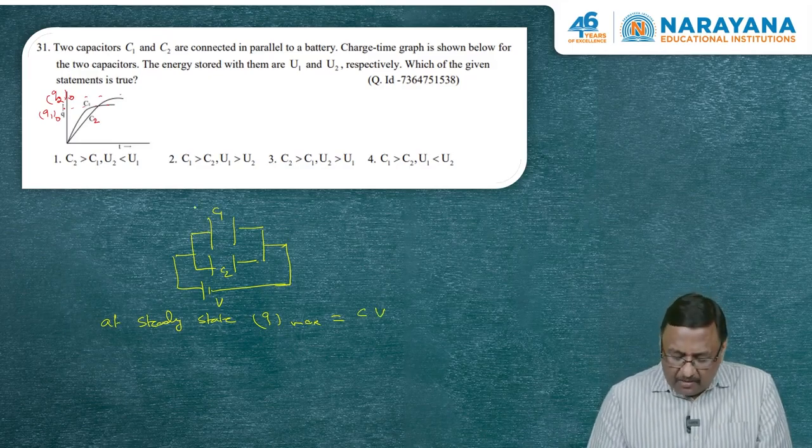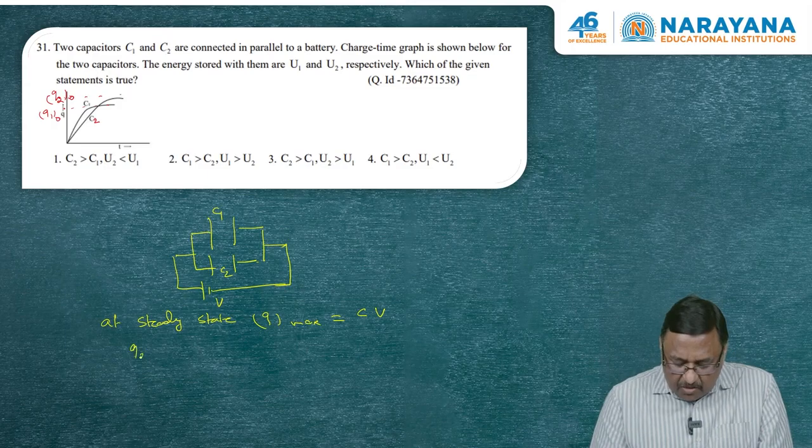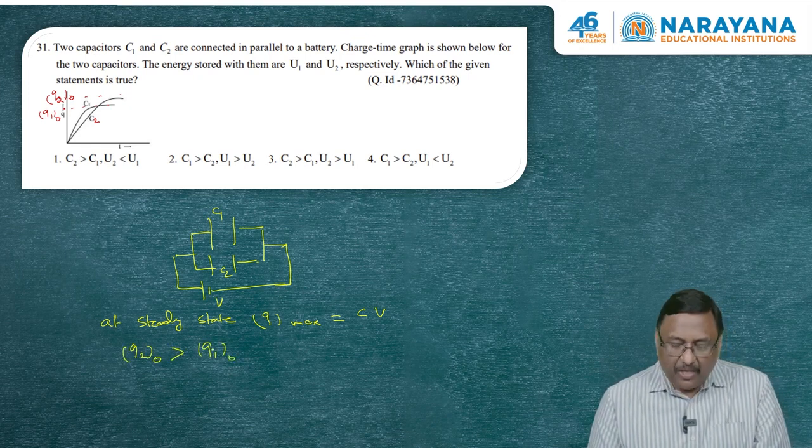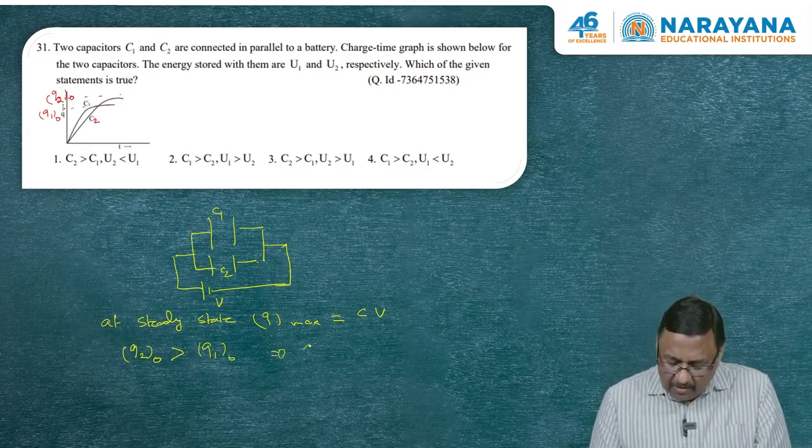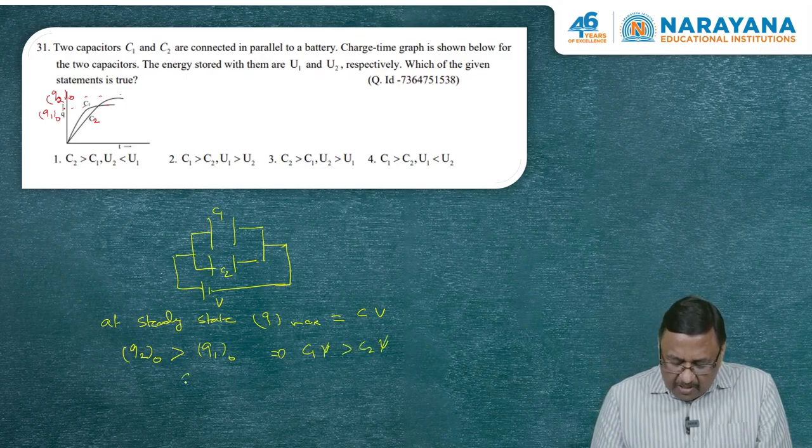Here, the diagram is indicating that Q2 optimum is going to be more than Q1 optimum. Writing the optimum charge as C into V, we can say C1 into V is going to be more than C2 into V. That simply gives you a clear picture: C1 is going to be more than C2.